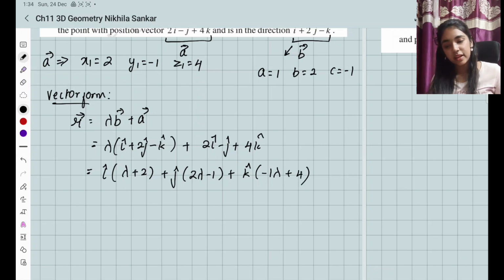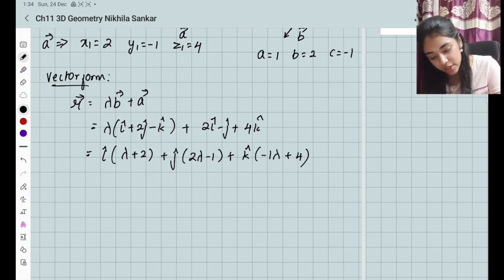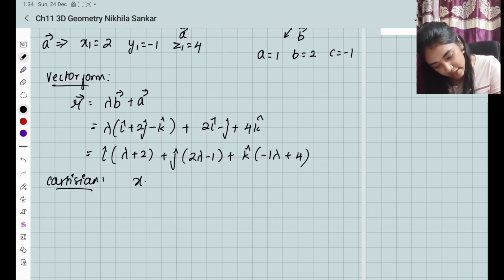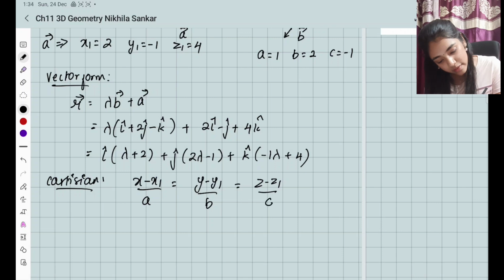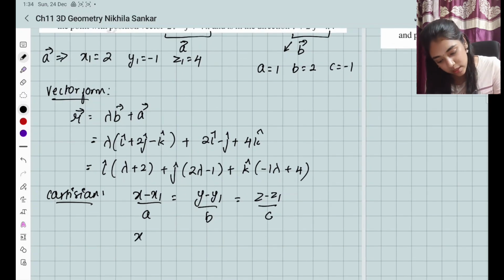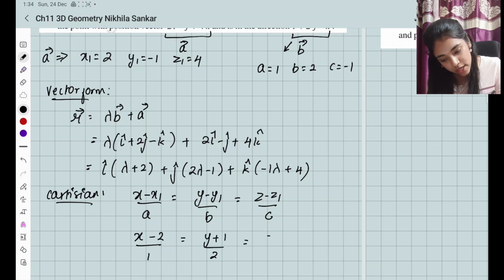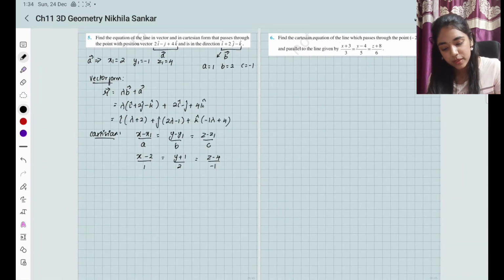So this is going to be the vector form. இதே Cartesian formல எப்படி எழுதலாம்? You can write it as Cartesian form is going to be, first I'll write the general one, x minus x1 divided by a equals y minus y1 divided by b equals z minus z1 divided by c. x1, y1, z1 எல்லாம் கண்டுபிடிச்சாச்சு. So x minus 2 divided by 1 equals y minus of minus 1 divided by 2 equals z minus 4 divided by minus 1. Okay, so this is going to be the equation. Please copy.